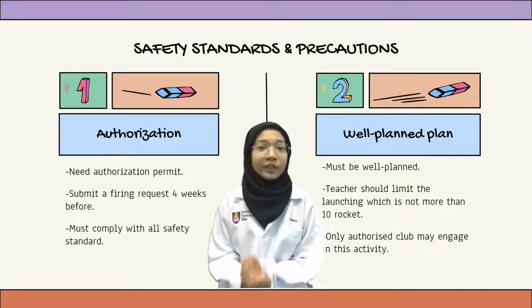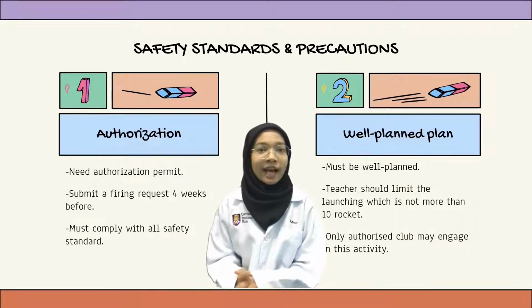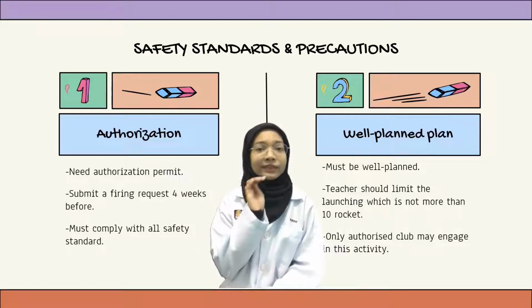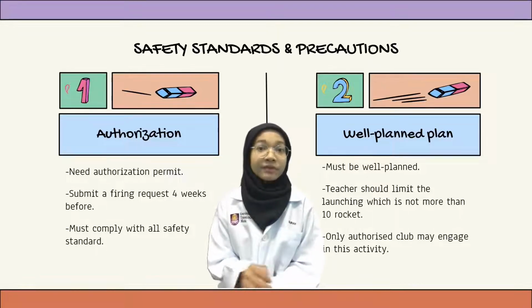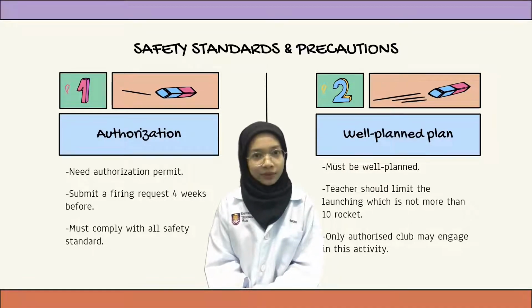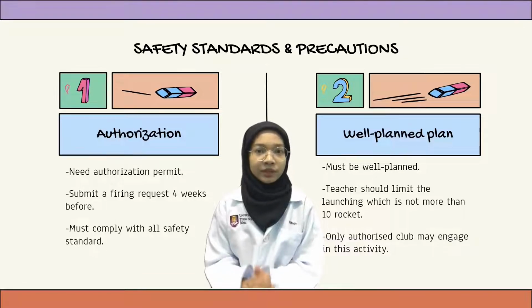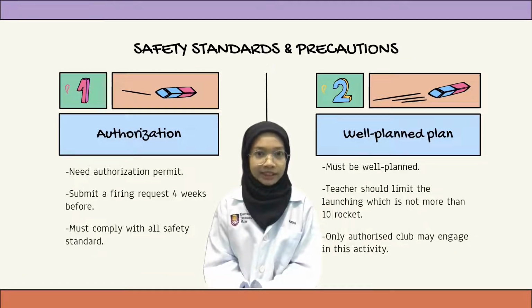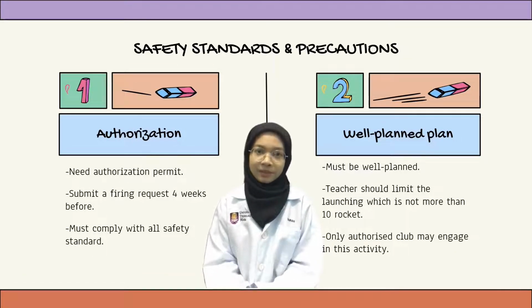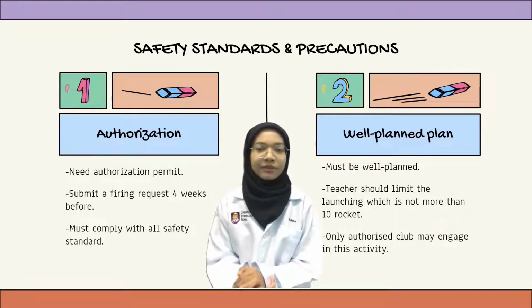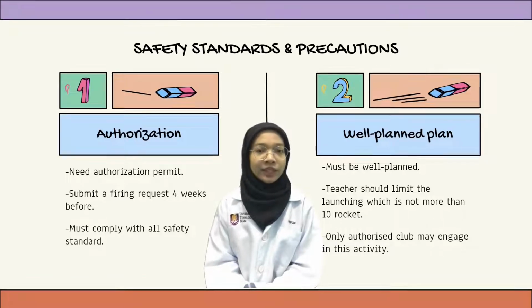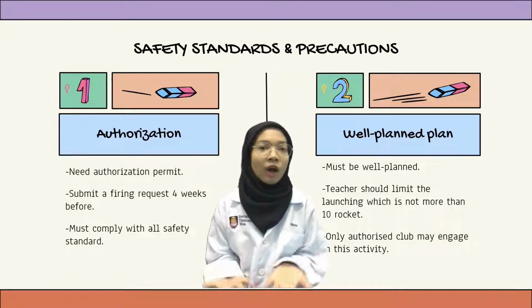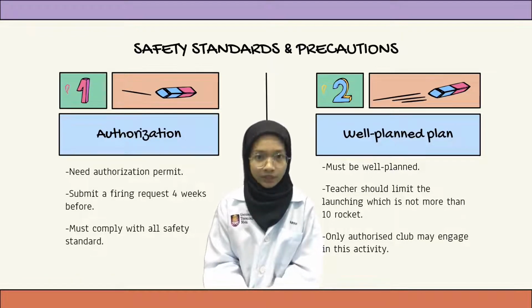Firstly, launching a model rocket on school site needs an authorization permit. At least 4 weeks before the date selected for the firing of the model rocket, the school needs to submit a firing request to the local fire protection agency. This special permit shall be obtained from the fire department for a given period, and if the permit is issued in the name of the school administrator, the instructor must comply with all the safety standards of launching a model rocket.